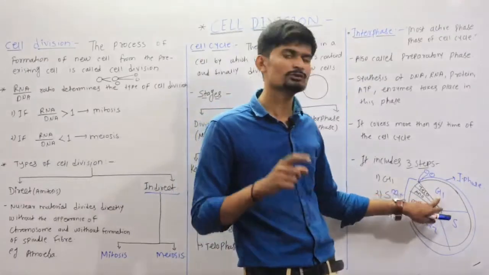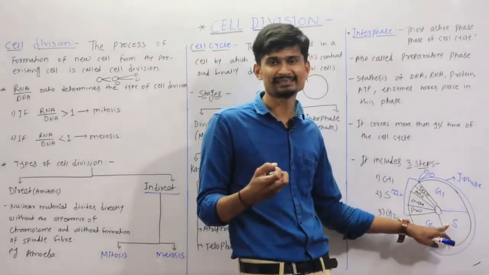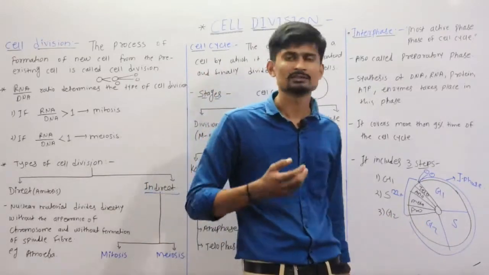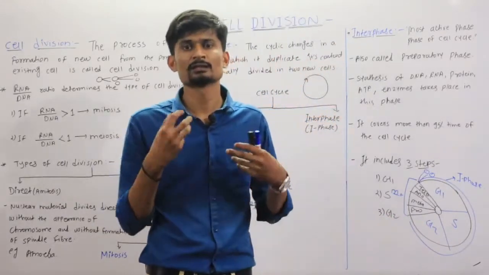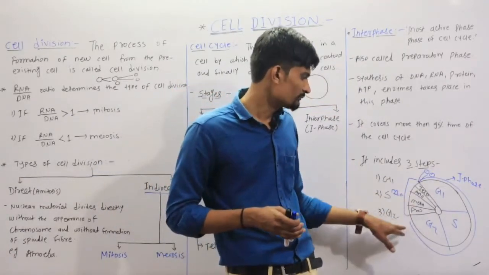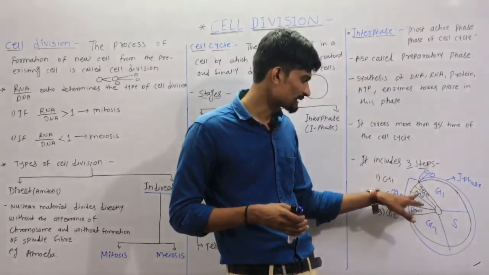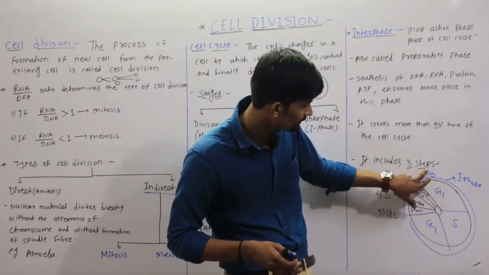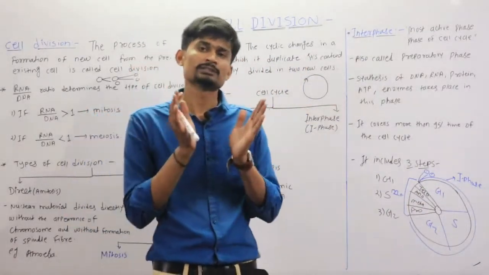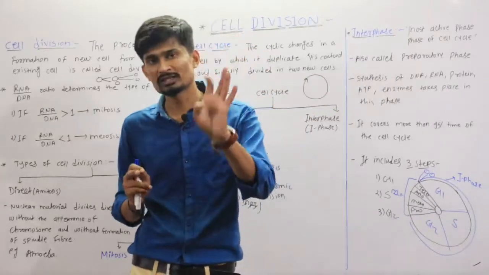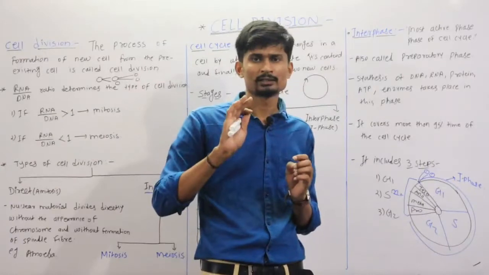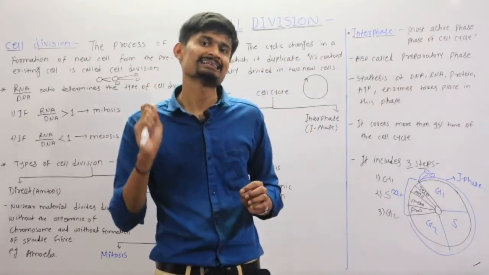G1 phase means growth 1 phase, S phase means synthetic phase, where there is a synthesis of DNA and RNA molecules, and G2 phase is again a growth phase where the cell grows. After full growth, the cell undergoes the division phase step by step: prophase, metaphase, anaphase and telophase, and finally there is a formation of 2 new cells. In mitosis there is a formation of 2 cells, and if the cell division is meiosis, there is a formation of 4 cells, and those 4 cells are haploid, meaning the chromosome number is half as compared to the parent cell.